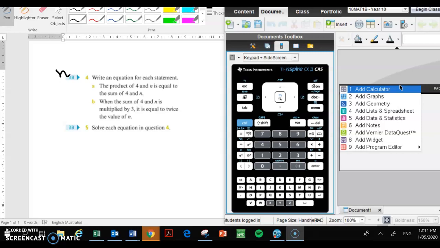Hi, I was asked to help with question 5. Now, question 5 asks you to use the answers from question 4. So make sure you're using the correct answer. So let's look at that first one.